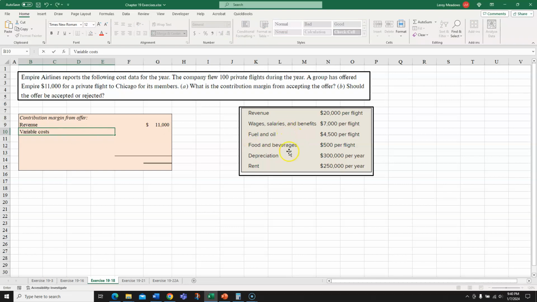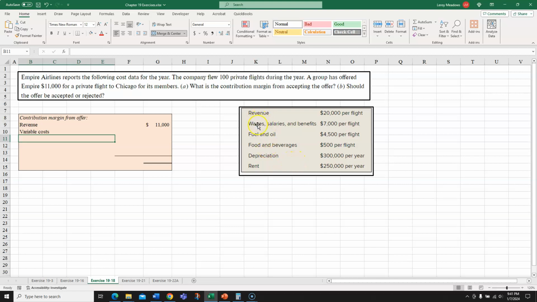So let's go through these individually here and see which costs are variable and which costs are fixed, because when we're accepting a special order or a special offer, we do not want to consider fixed costs in this situation. If there was an increase in fixed costs, then we would have to take into account that increase. If there was a decrease in fixed costs, then we would have to take into account that decrease. But since we're not having an increase or decrease in fixed costs, we do not need to make any of those considerations. So let's just look at what's variable.